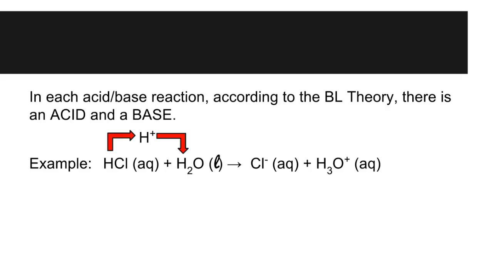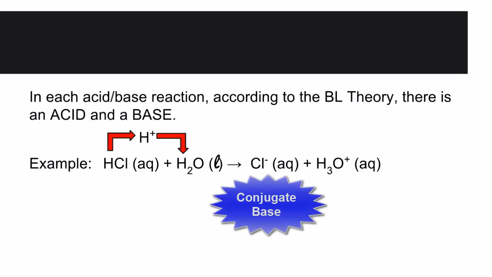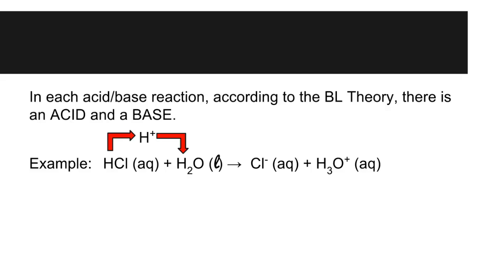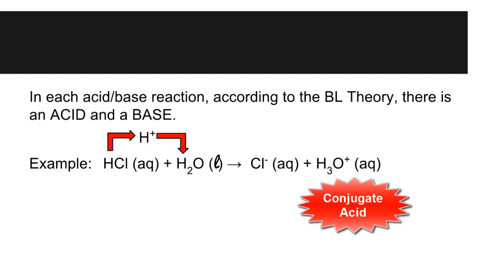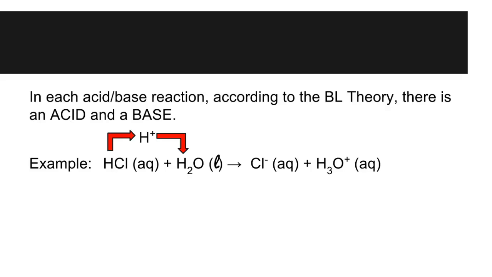Furthermore, if we look at the products, the chloride ion is the result of the HCl losing its proton. And since the HCl is an acid, we would say the chloride ion is its conjugate base, because now chloride ion is able to accept a proton. Same with water. Water is acting as a base in this reaction. We would say that the H3O+ ion is its conjugate acid, because if this reaction were to happen in reverse, it would donate a proton.